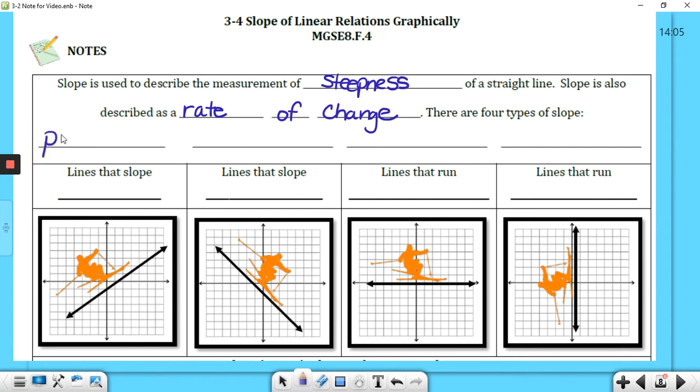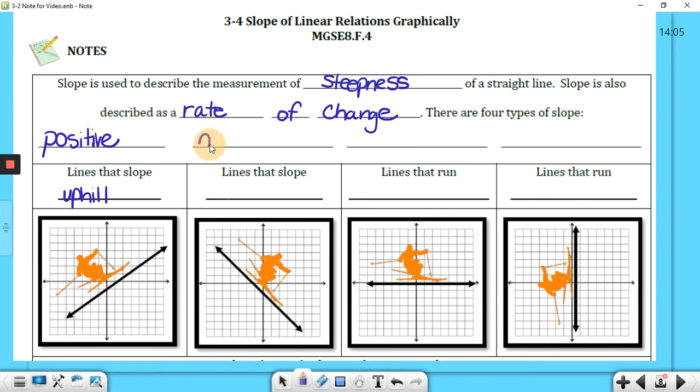Positive. A positive slope are lines that go uphill, like you see this skier going uphill. I know we can't ski uphill, but that shows you a visual of that.